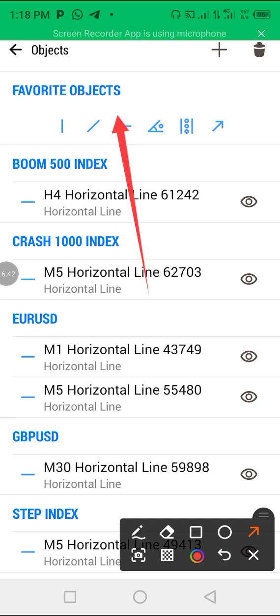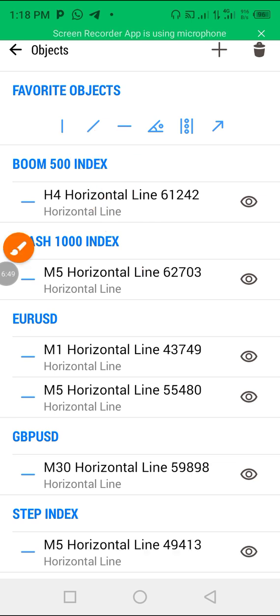This one is the horizontal line. This one in the middle is for trend lines. I will talk about each of them, but let's start with the vertical lines.